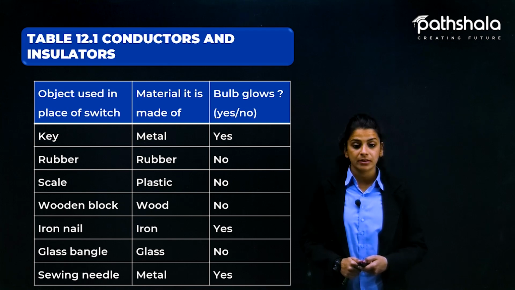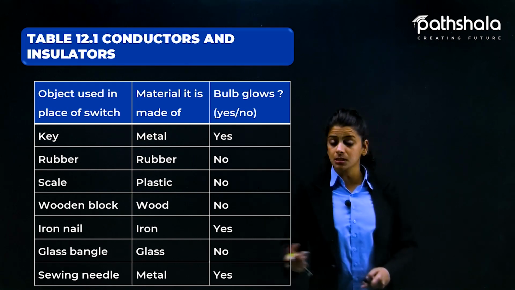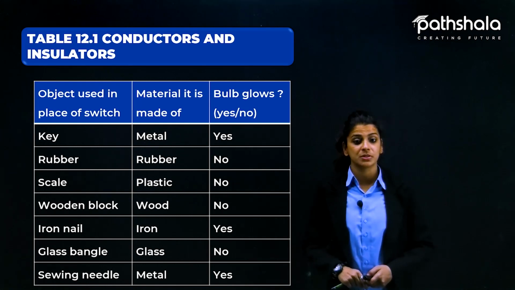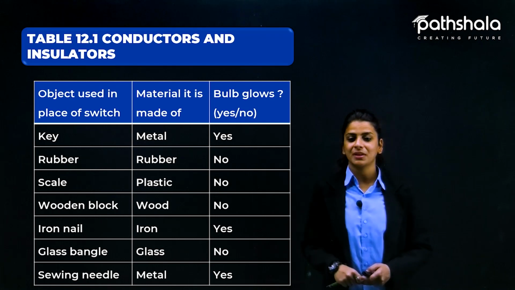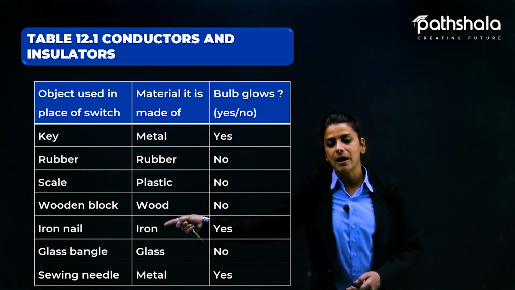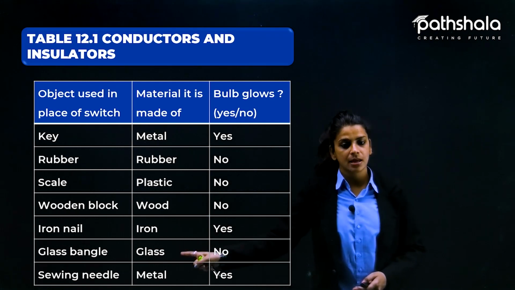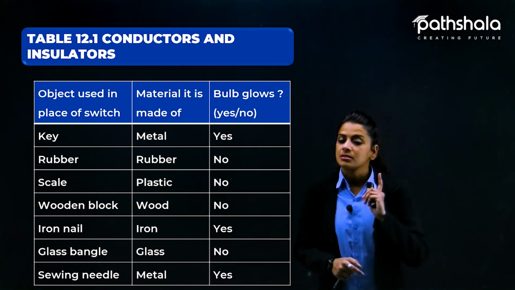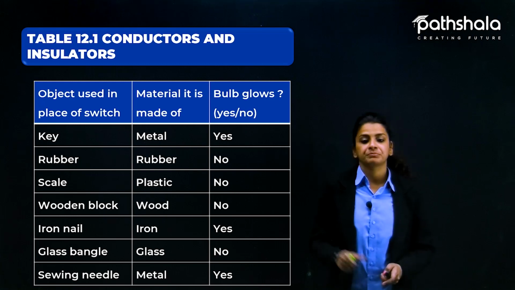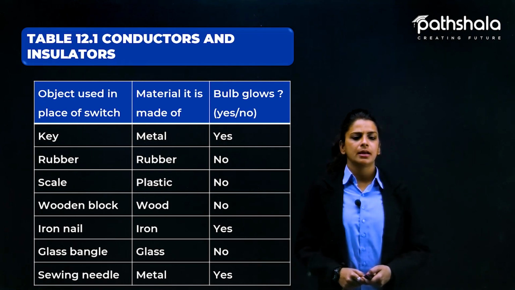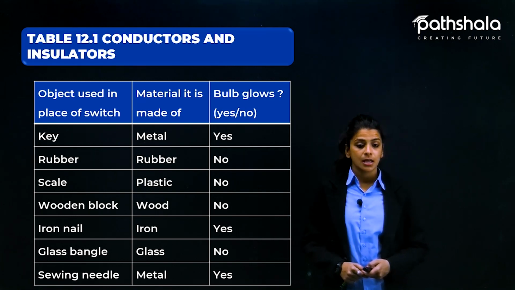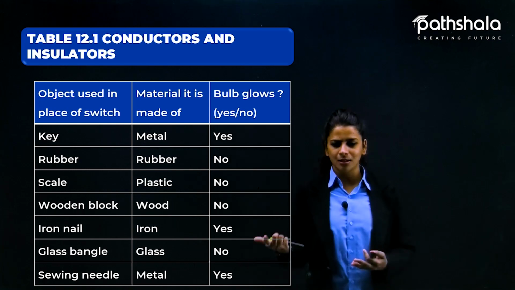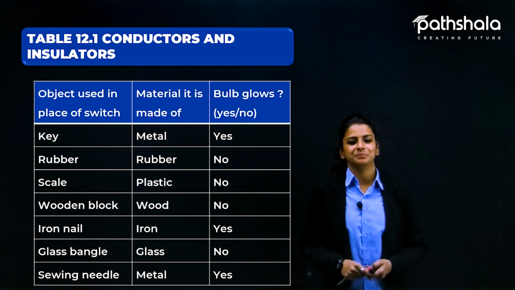It is made up of iron. Okay, so here we see that the bulb is glowing now. So observation comes to be yes. Next, second last is the glass bangles. It is made up of glass. And here the observation comes to be no. For glass bangles, the bulb does not glow. Last one is sewing needle. It is made up of metal. And what we see is here the bulb is glowing.